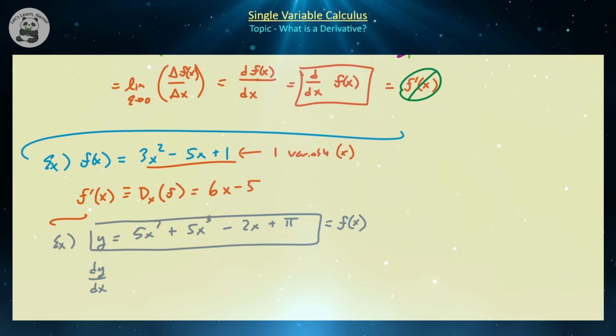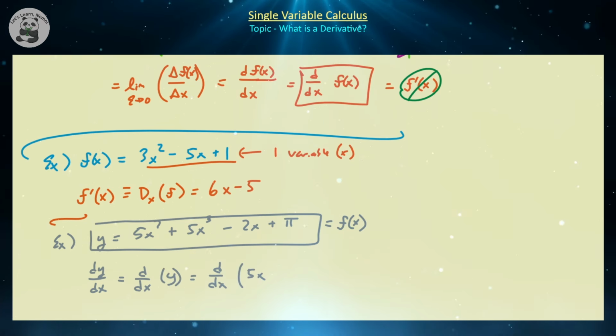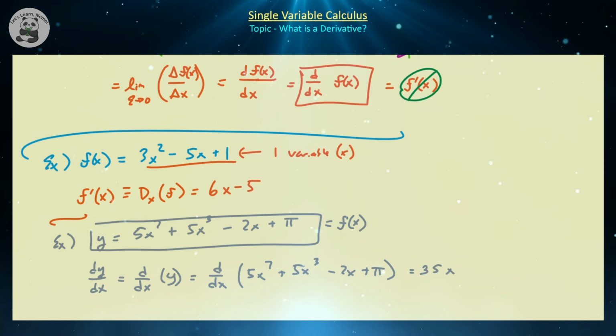Therefore, in this particular case, this can be viewed as equivalent to the derivative with respect to x of y, which is technically the derivative with respect to x of 5x to the 7th plus 5x cubed minus 2x plus pi, which is obviously just going to be equal to 7 times 5, which is 35x to the 6th, plus 15x squared minus 2 plus 0, and that would give you that particular answer as well.